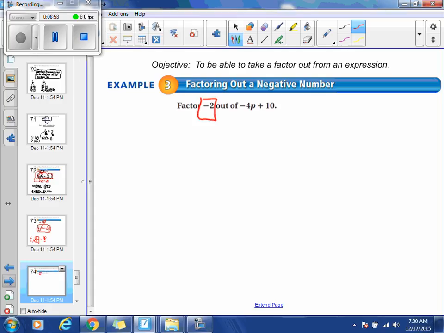So factor -2 out of -4p plus 10. Okay, so again here, this is super nice. We don't have to find the greatest common factor. They're telling us. They're saying, hey, take out -2. Okay, so we wanted to get it back to its pre-distribution state. We want to get it back to what it was before somebody distributed and got -4p plus 10.